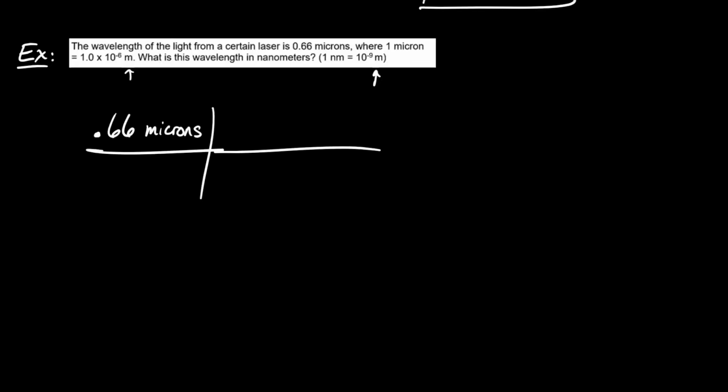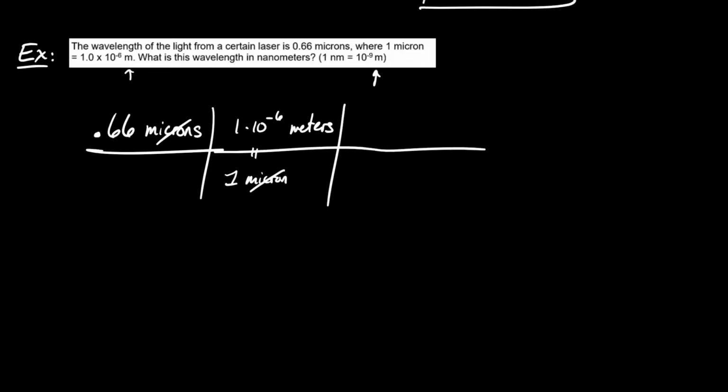So first we have 0.66 microns, and we're going to multiply that by something with a micron in the denominator, and it tells us 1 micron is equal to 1 times 10 to the negative sixth meters upstairs. Again, this is just 1, but written in terms of different units. All right, we're mostly there. We've canceled microns, we're in meters.